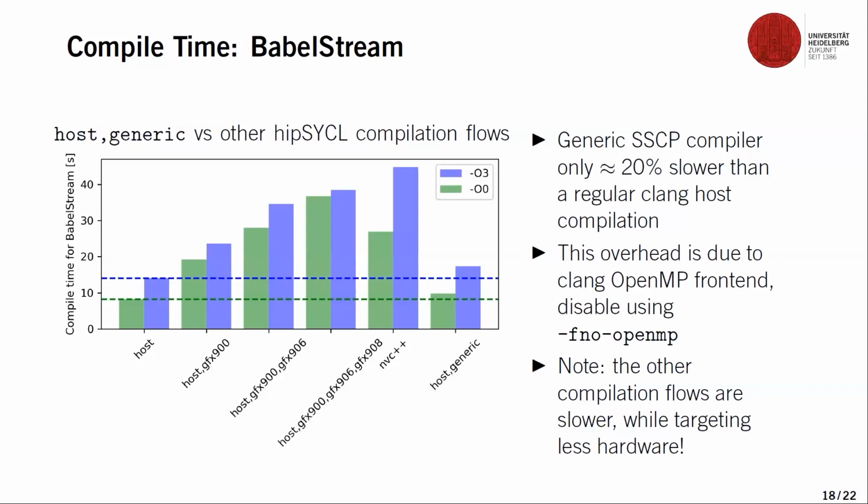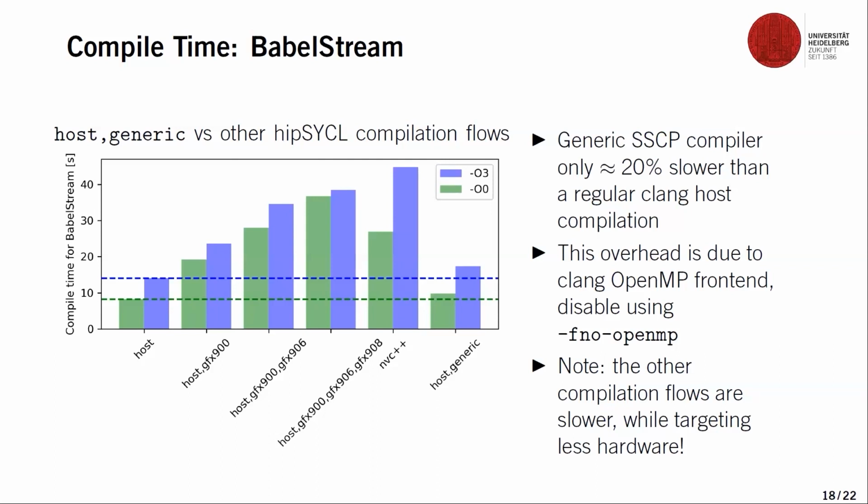As you can see, it's only got roughly 20% overhead compared to a regular Clang host compilation. And as it turns out, this 20% overhead is not even due to the additional compilation passes, our additional compiler logic that we've added. Our additional compiler logic only makes up around 0.5 seconds. So it would be something like here if we only included that.